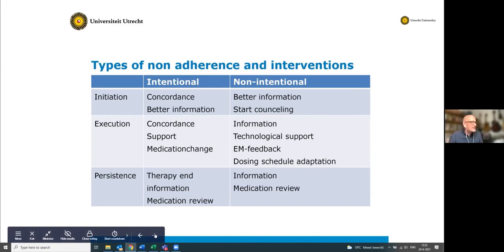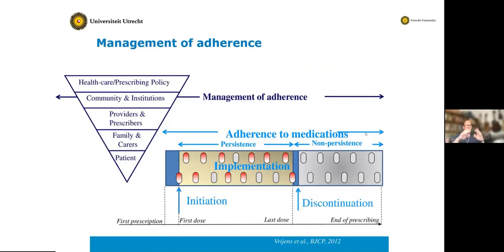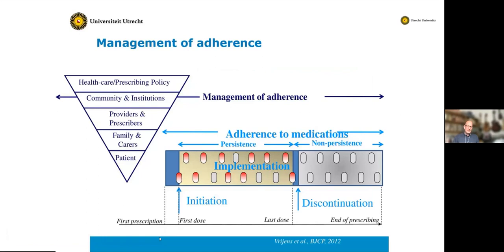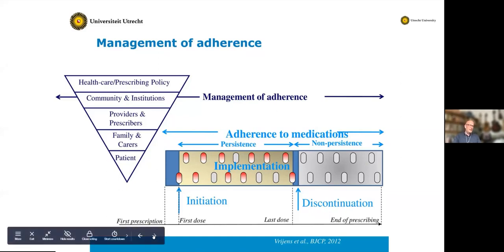Okay, the next slide gives an overview of that, and again highlights that in management of adherence, there are many people involved: providers, prescribers, patients, family, but it's also about institutions and even the policy. So people also have to be able to adhere and not be non-adherent because they cannot pay for their medications, for instance. So that obviously also plays a role.